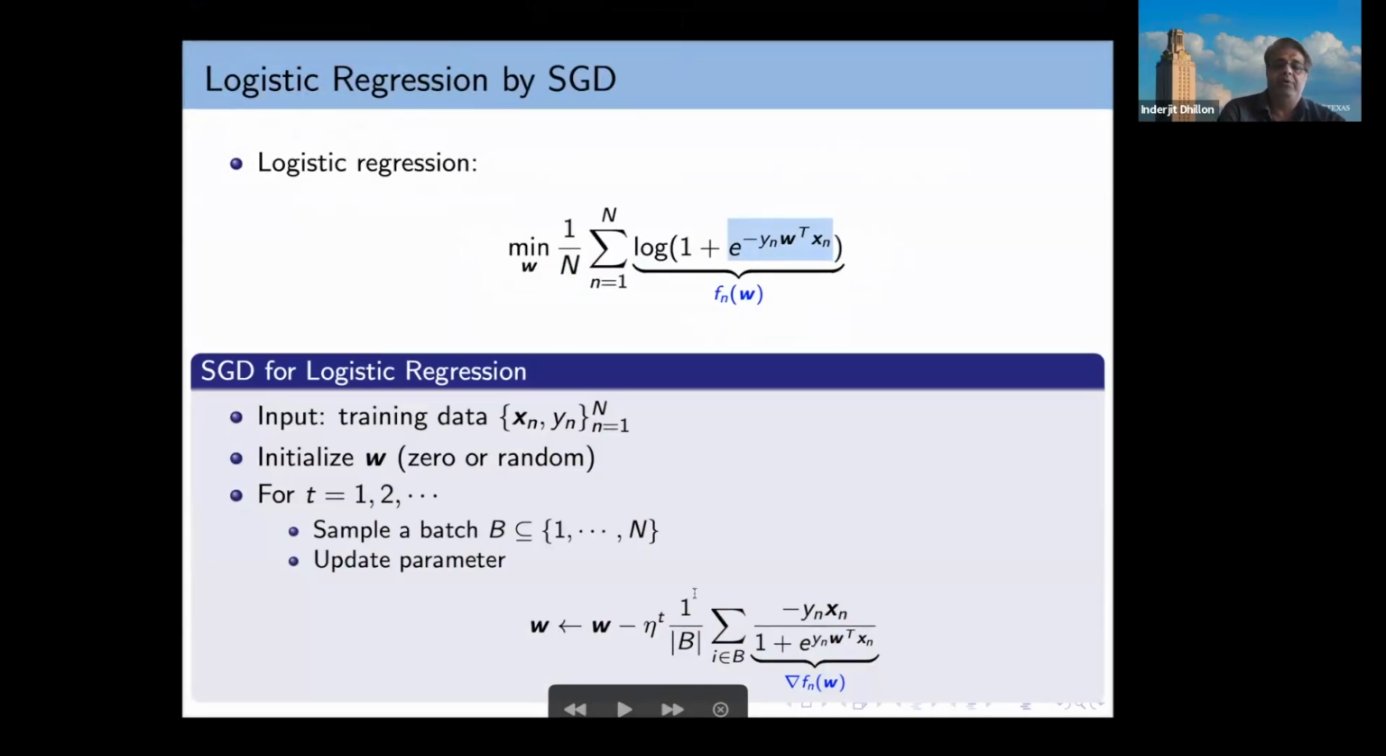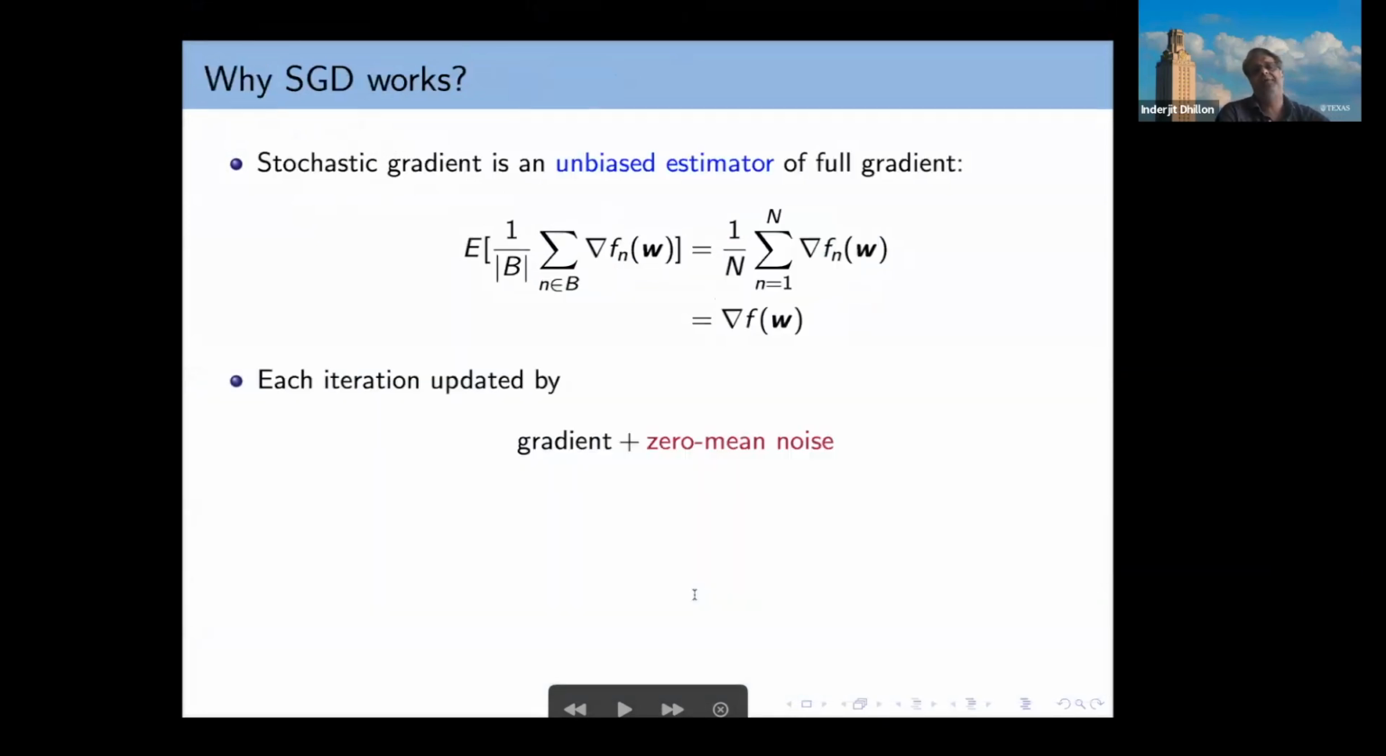Okay, so let's see. Why does stochastic gradient descent work? I've given you some idea, which is that you're getting an estimator of the full gradient. And what you can show is that it's an unbiased estimator. So in particular, the expectation over all the samples that you end up taking of the stochastic gradient estimate is actually equal to the full gradient.